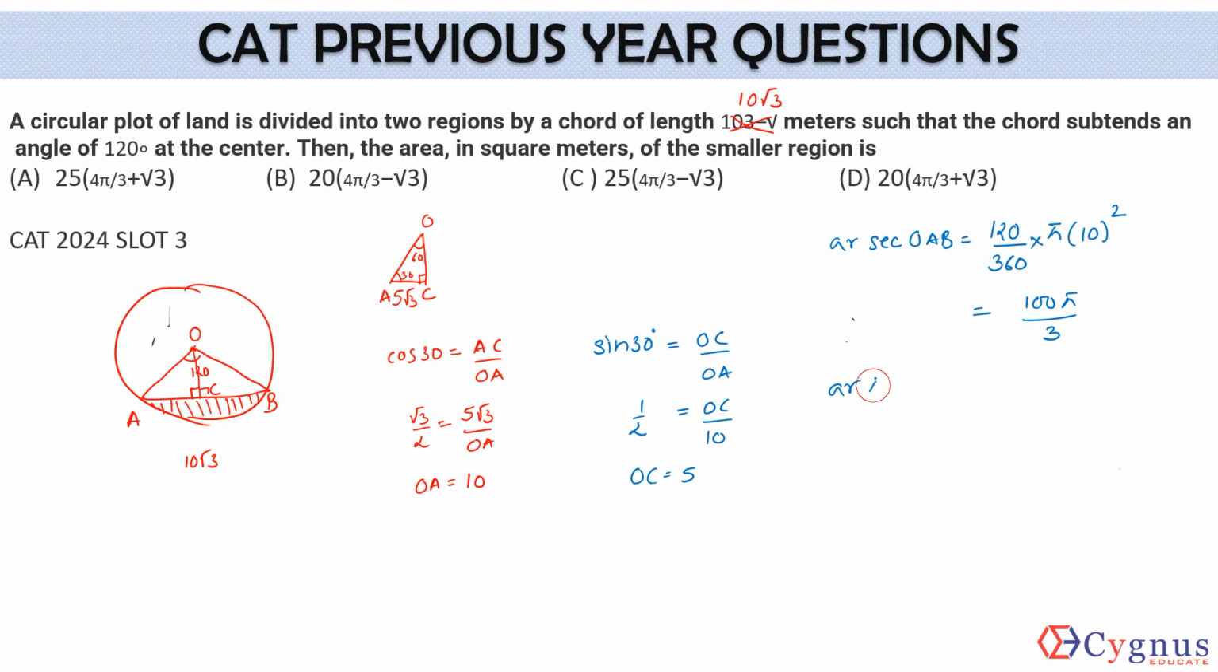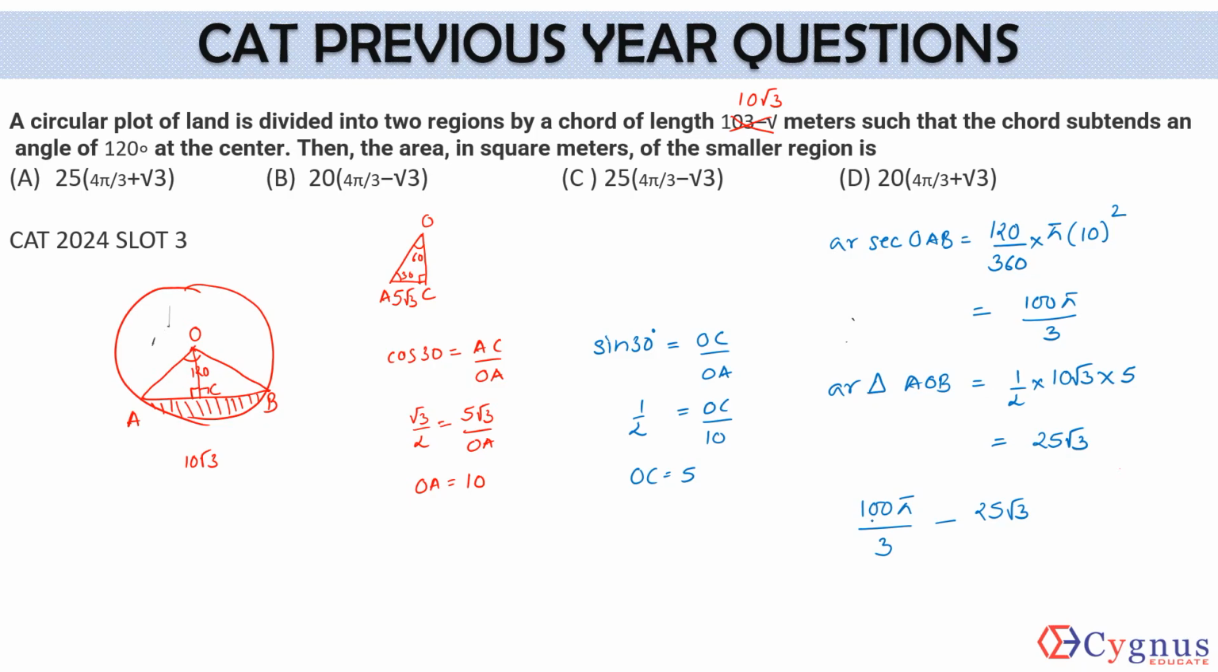What is the area of triangle AOB? It has to be half base times height. I'll take my base equal to AB, which is the length of the chord, 10 root 3, into height. Height must be OC. What was the value of OC? It was 5. So actually, what do we get? 25 root 3. Now the area of the smaller region must be equal to the area of the sector, that is 100 pi by 3, minus the area of the triangle, which is 25 root 3.